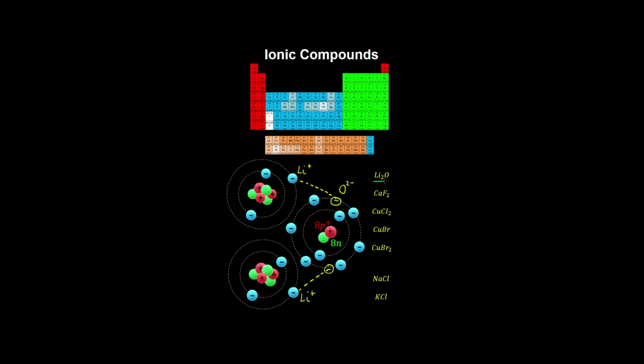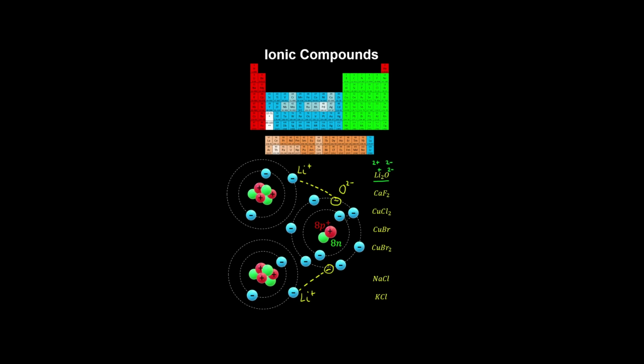And this is represented by the following ionic compound, which is lithium oxide. So you have two positively charged lithiums to one negatively charged oxygen, and the net charge on the ionic compound is 0.